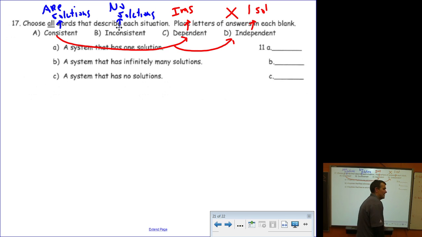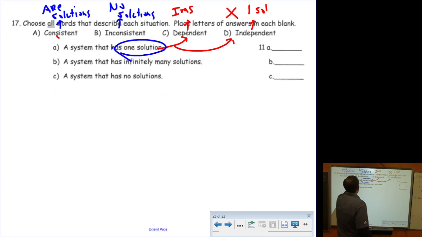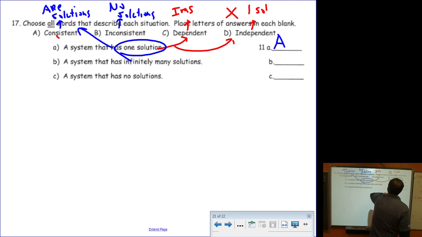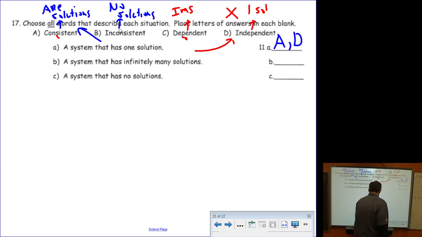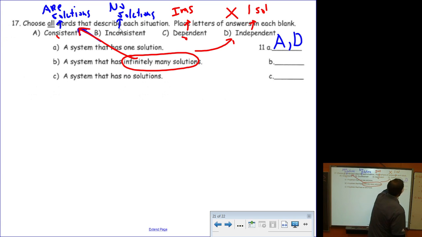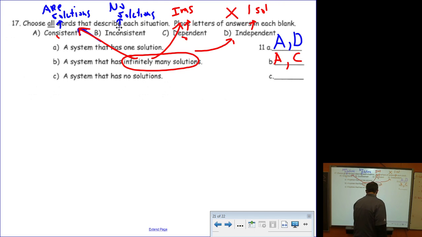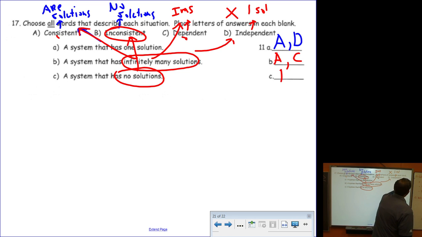So, with that in mind, if a system has one solution, that means there are solutions, so that would be A, and there's one solution, so that would be D. For letter B, again, there are solutions, so that would be A. And this time there's infinitely many of them, so that would be C. And then last up, a system has no solutions. That means it's inconsistent. That would be B.